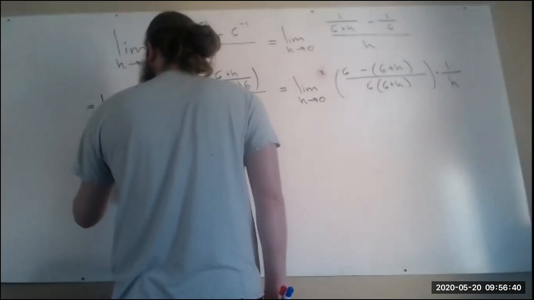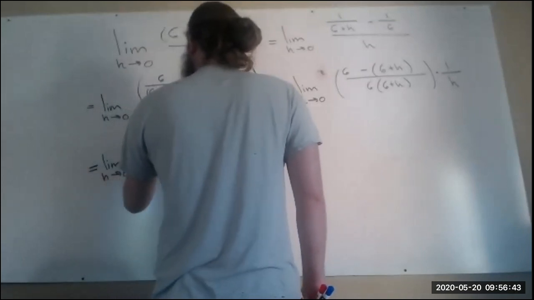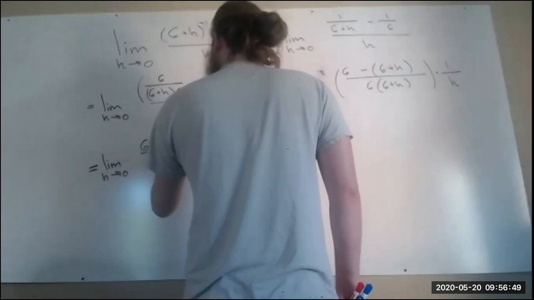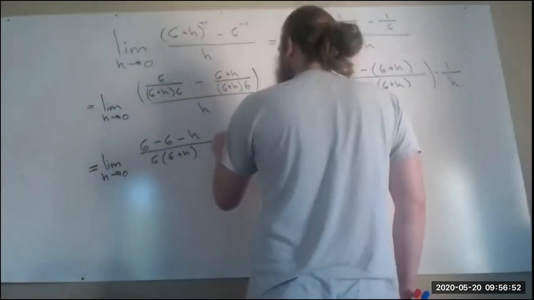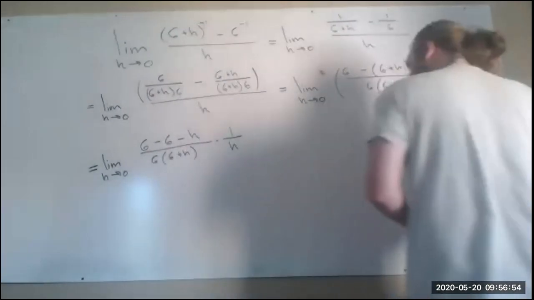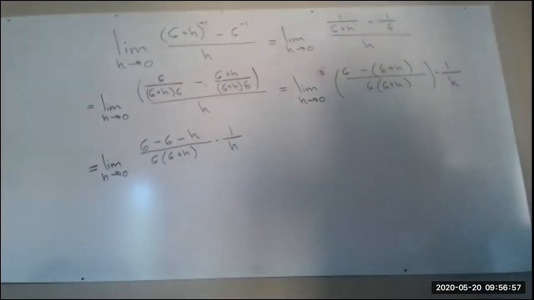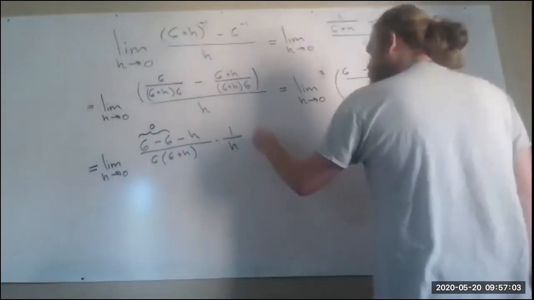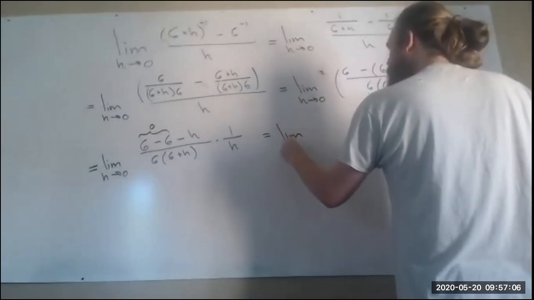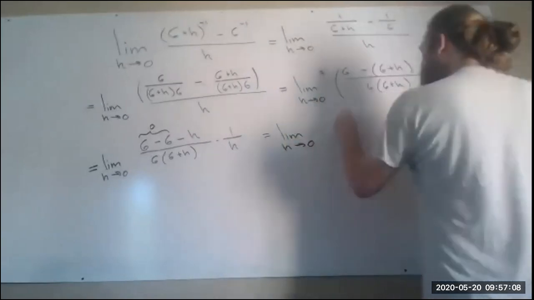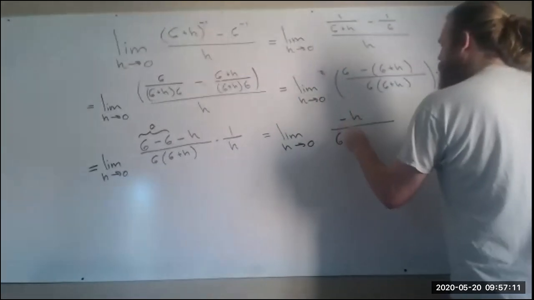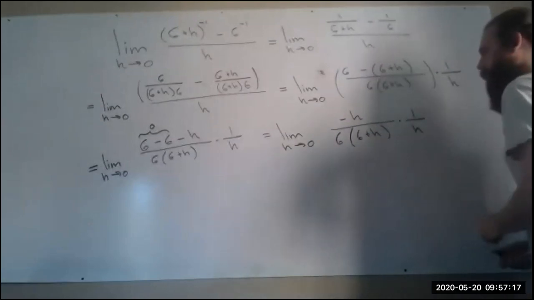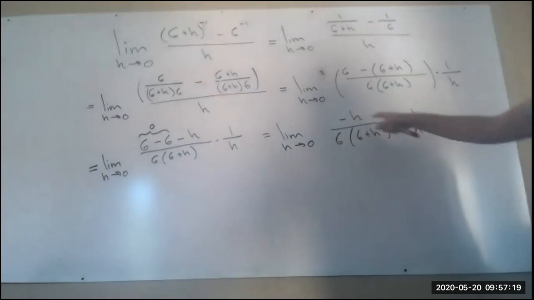That's the limit as h goes to 0 of 6 minus 6 minus h over 6 times 6 plus h, all being multiplied by 1 over h. Well, the 6s go away, of course. 6 minus 6, that's 0. This is the limit as h goes to 0 of negative h over 6 times 6 plus h times 1 over h. And now we've gotten to the good space here where I can cancel this h with this h.